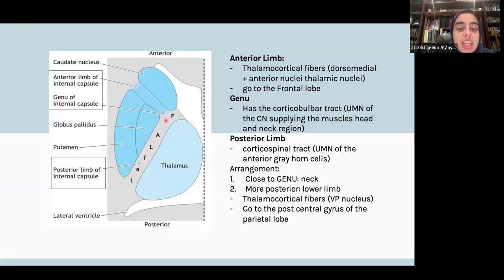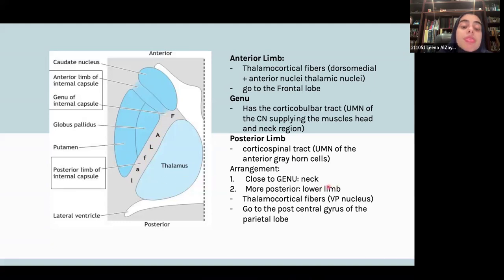It's arranged so that the area of the posterior limb that's close to the genu over here mainly serves the muscles of the upper limb. And then as you go more posteriorly, you would have the lower limb. So if you have an injury here, you would have paralysis of the lower limb, while if you have an injury very near the genu, you would probably have loss of motor function of your upper limb. So the closer you are to the genu, the more upper limb it is. The more posterior you go down the posterior limb of the internal capsule, the more you're in the lower limb.